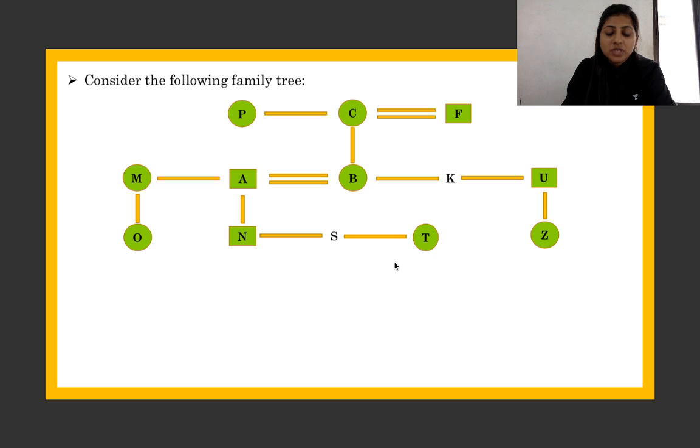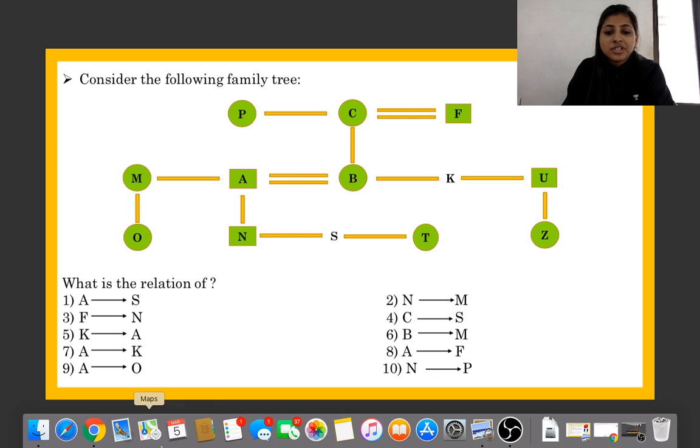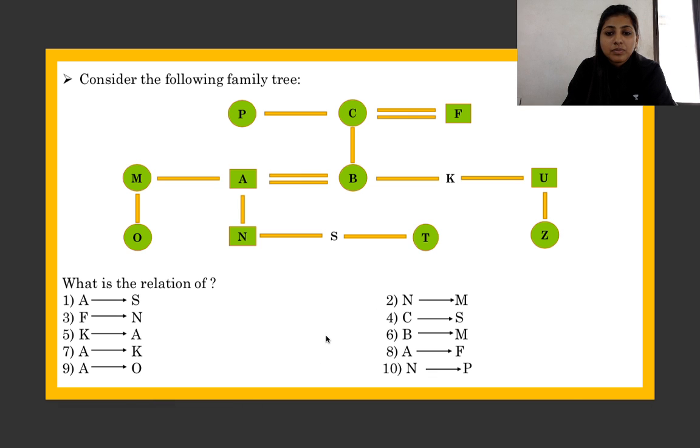So here we are going to see the revision of relations at different levels. So we have a family tree and you need to state the relations between these. Tell the answer for number one, A to S. What is the relation of A to S?